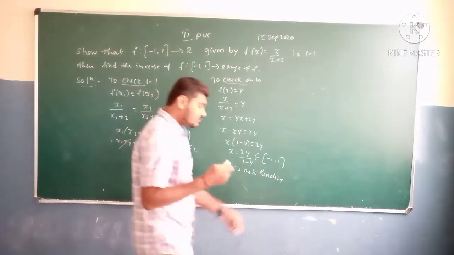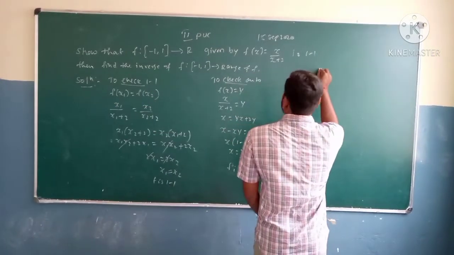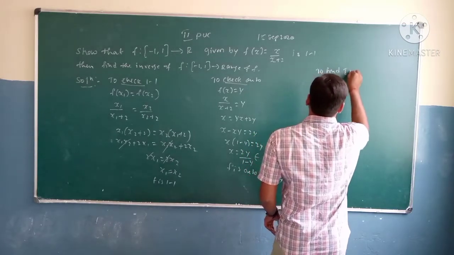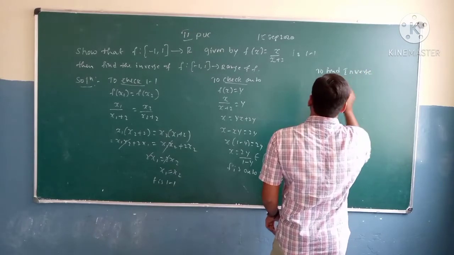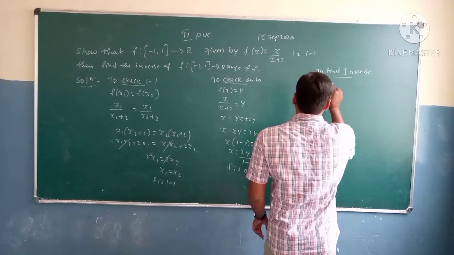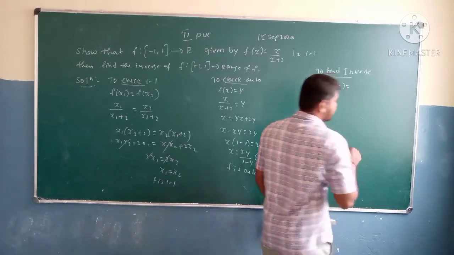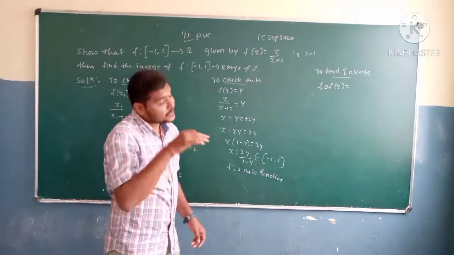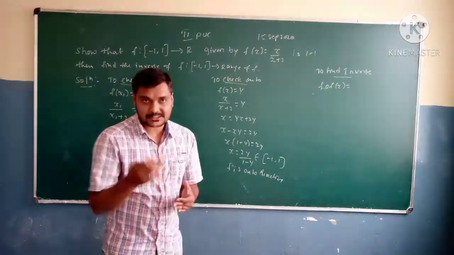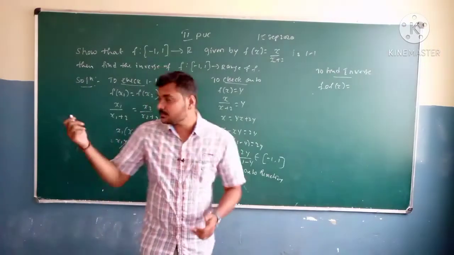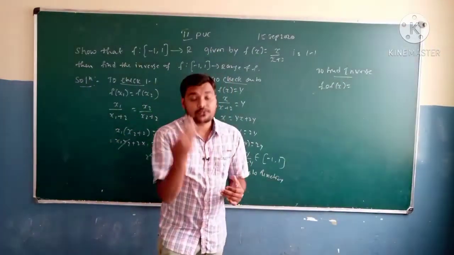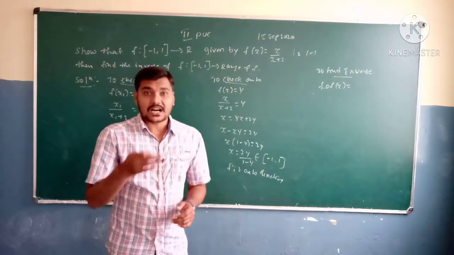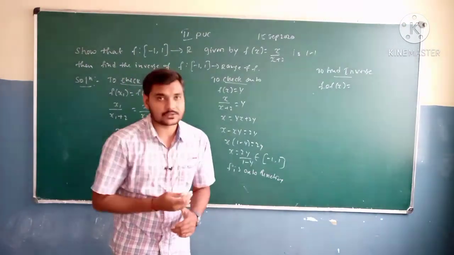So to find the inverse of f, suppose you are getting f of x is equal to x. I already explained in the last class that if f of x is equal to x, or fog of x is equal to y, then g of x is going to be the inverse function.